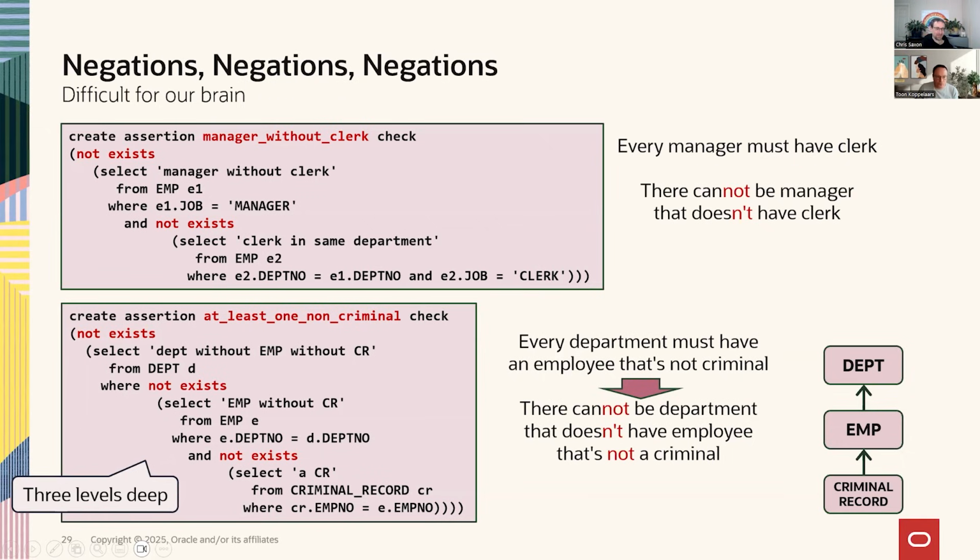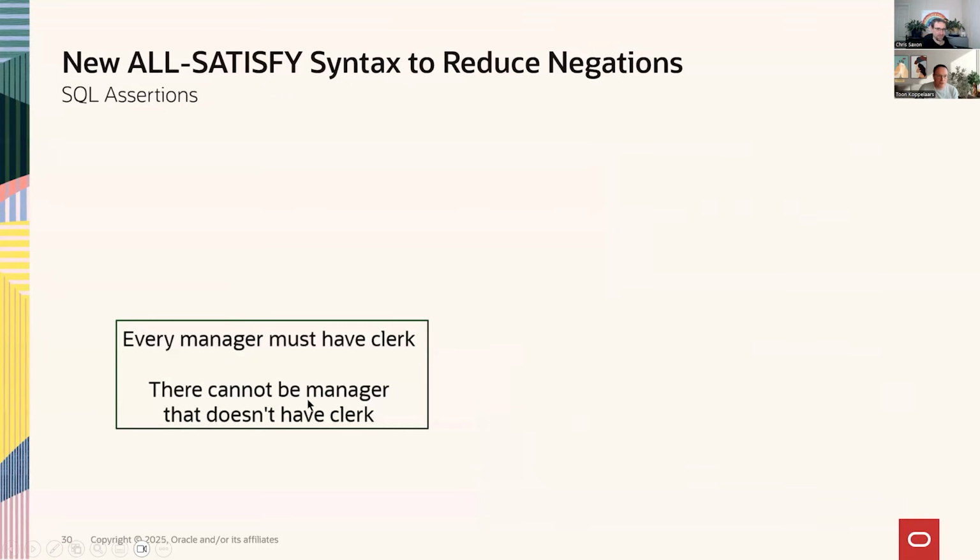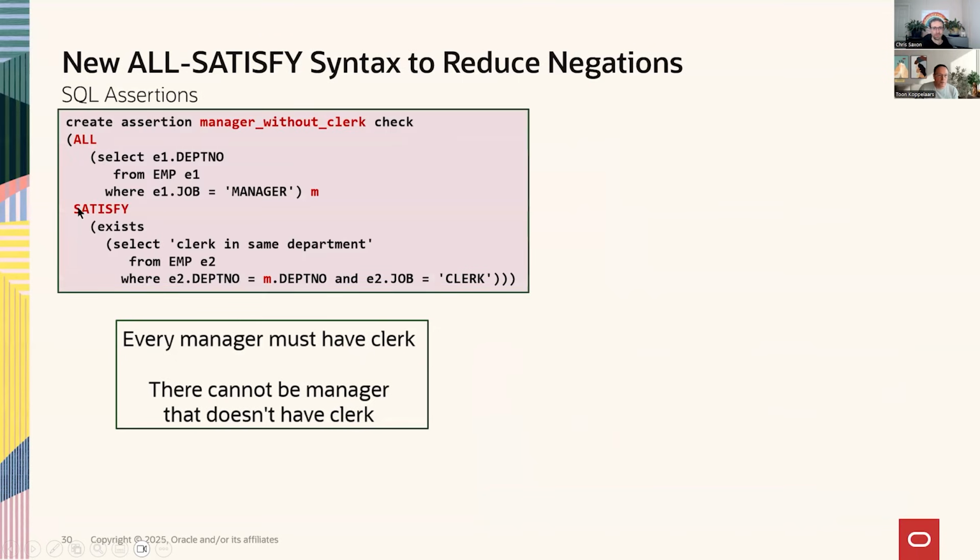Now, for SQL assertions, we're going to introduce a new, optional syntax that you can use to reduce the number of negations. And this is the new ALL SATISFY syntax. So instead of there cannot be a manager that doesn't have a clerk, I can now specify this assertion using this syntax and use the natural language way: every manager must have a clerk. So how does this work? Again, we create an assertion, manager without clerk, check, and then we have ALL SATISFY.